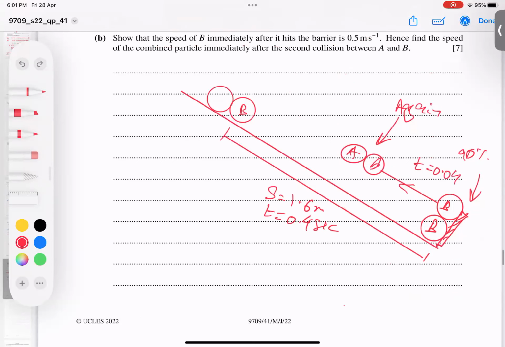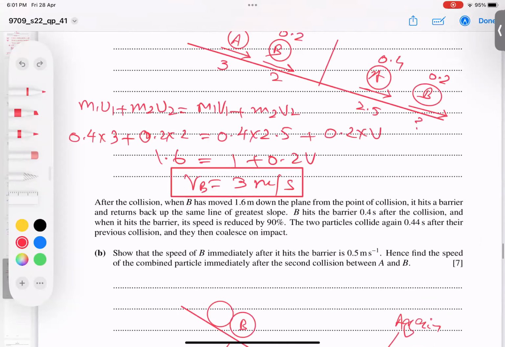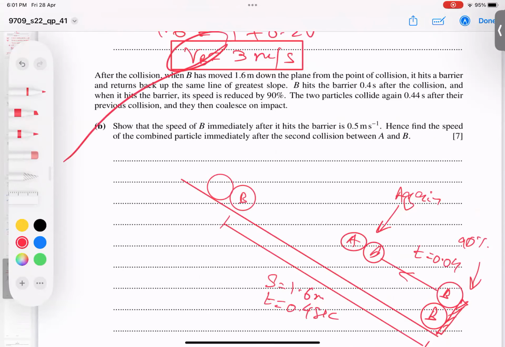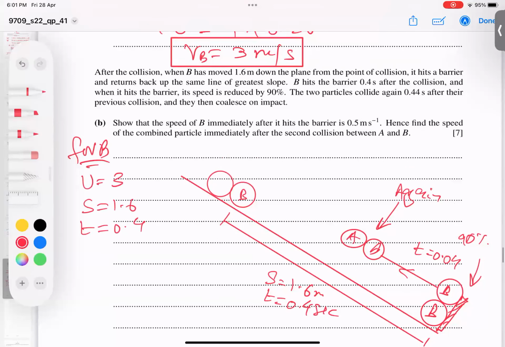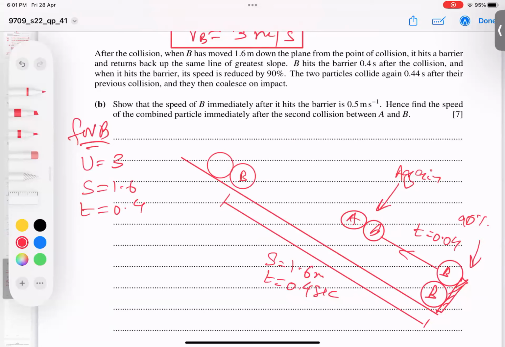So let's start. Bismillah ar-Rahman ar-Rahim. What is the speed of B here? It will be u. So for B, u is 3, s is 1.6, and the time it takes is 0.4. The acceleration we don't have, and I need to find the speed just before hitting the barrier.